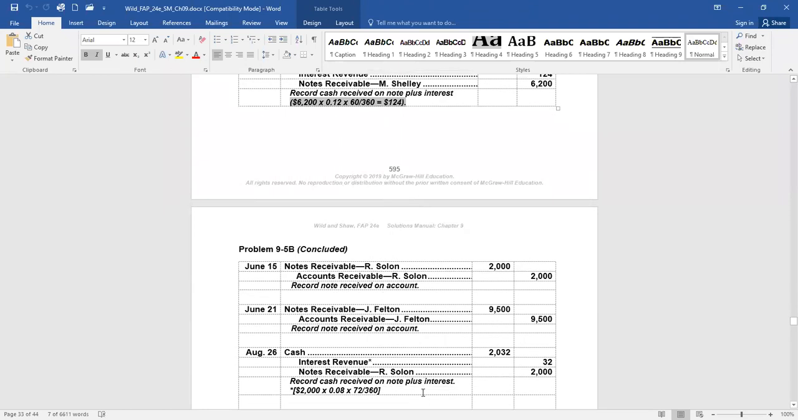Now, R. Solon is paying off their note in the 72 days. Remember, they have that bizarre one, right? That's 72 days. So we take 2,000 principal times 8% times 72 over 360, $32 of interest. Credit interest revenue, $32. Credit the note receivable, 2,000, because he's not only paying off the 2,000, but also the $32 in interest. Debit cash, $2,032.